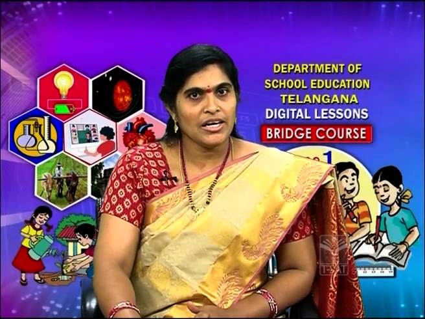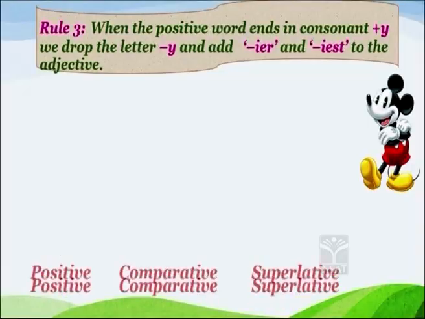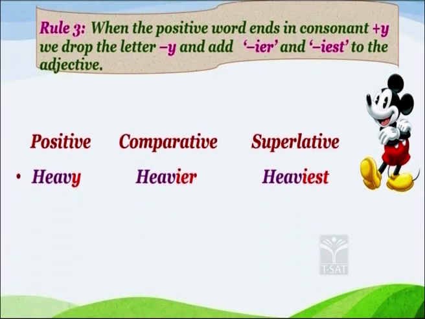Okay, children. Here we are with rule number 3. If you observe, the word happy or heavy ends with the letter Y. So, rule number 3 is: when the positive word ends in the consonant Y, we drop the letter Y and we add the letters IER in the comparative degree and IEST to the adjective in order to make it superlative degree. So, here the word heavy ends with the letter Y.